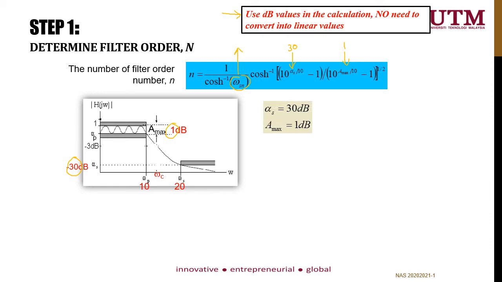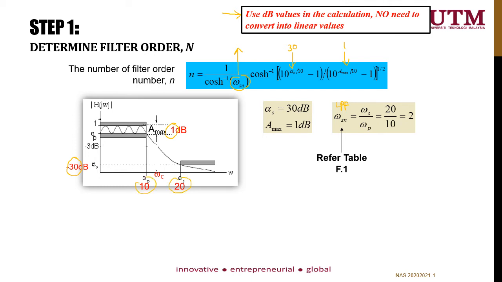Which table is it? It is table F.1. And refer to the specific type of filter. This is a low pass filter, so omega Sn for low pass filter is given by omega S over omega P. In this case, your omega S is 20 and omega P is 10.